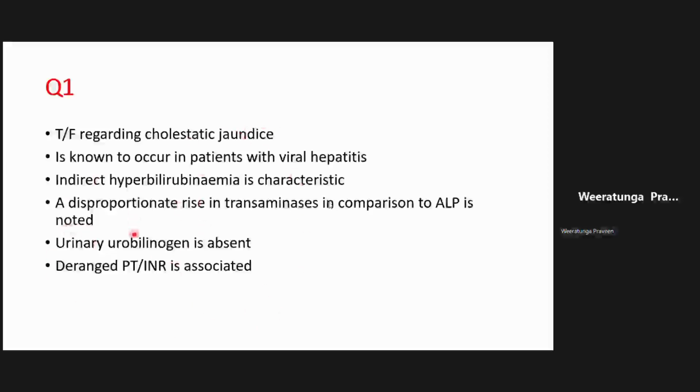Another way that you can have deranged PTINR is with time, if the cholestasis does not settle and becomes chronic, the patient can have liver dysfunction as well, and they can progress to cirrhosis. And that is another way how your PTINR can be deranged, right? Because remember, the liver produces a lot of clotting factors, and if the liver fails, it cannot produce these clotting factors.